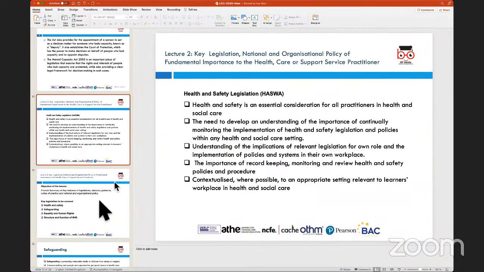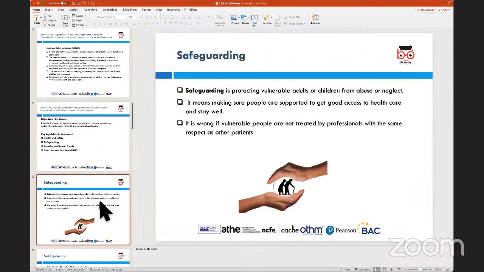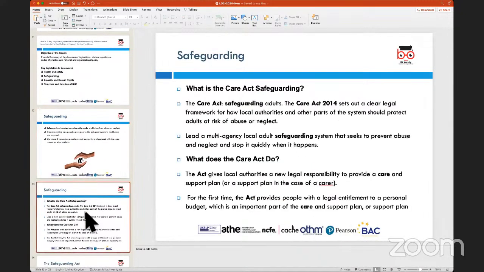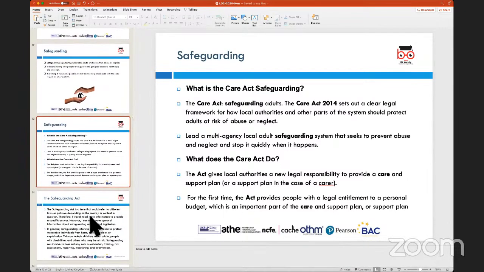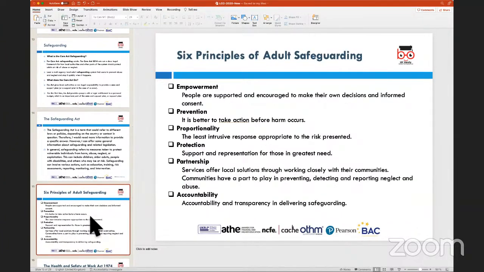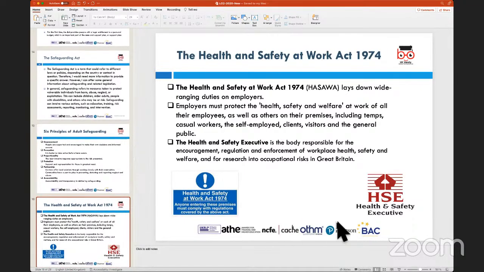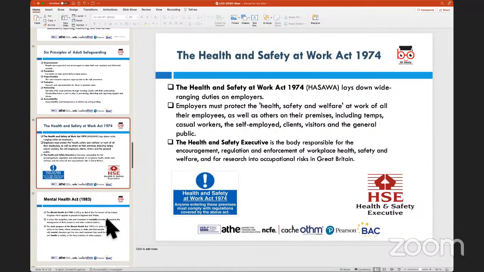So after the HASWA, we went into some of the other acts which could be related to the Health and Safety Act. One of them is safeguarding. So I just brought this slide a bit forward. What we've discussed: why it is important, how it relates to the CARE Act, and then details of safeguarding principles, which are 6 in general. And it is closely working with the Health and Safety Executive to ensure that people are safeguarded both at their workplace and also ensuring that there are clear responsibilities laid out for both employers and employees.